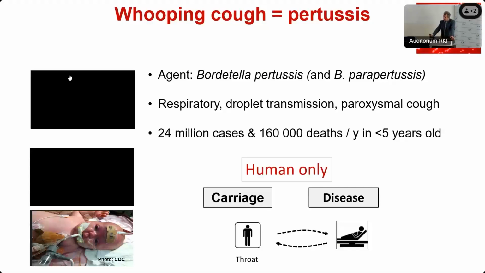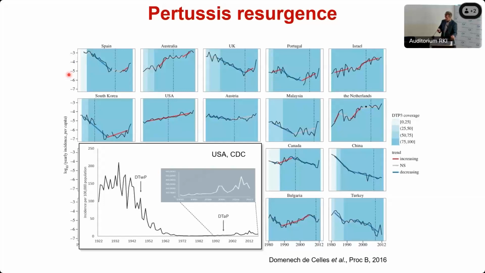So whooping cough is also called pertussis. The agent is Bordetella pertussis, and there is a minor agent called Bordetella parapertussis, but we are not going to talk about it today. Respiratory droplet transmission, paroxysmal cough, these are all classically known. An estimation from WHO a few years ago was 24 million cases annually in children less than 5 years and 160,000 deaths. It's a human-only pathogen like diphtheria that I didn't mention.